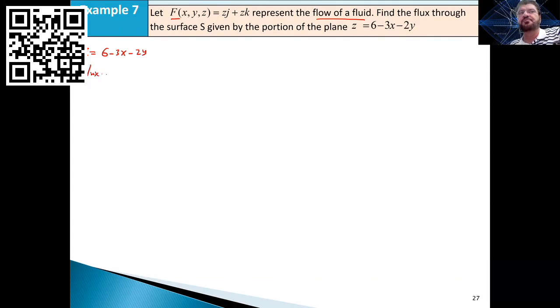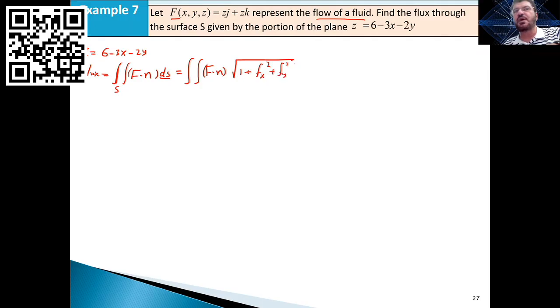Flux is equal to the double integral over the surface S of F dot N dS. So far, so good. This is what we have. But remember, in the surface integral, we can't integrate over S. So what do we say? This is F dot N. This dS is going to be changed to the square root of 1 plus fx squared plus fy squared, then dA over R. Remember, this is the flux formula, actually.